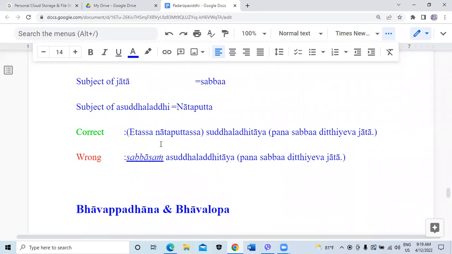Okay. So yeah, cross sentence. Etasa nada buddhasa asutta ladita. Latti, Sayadaw. Yes. Asutta ladita. Etasa nada buddhasa asutta ladita. Pana sava niti vachata. Like this. Okay.